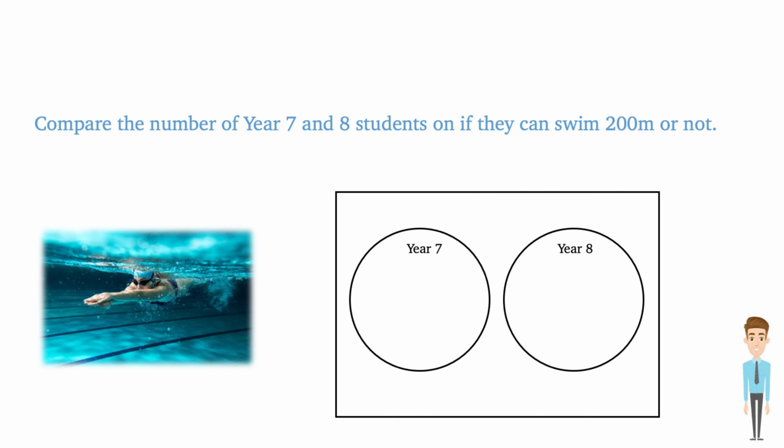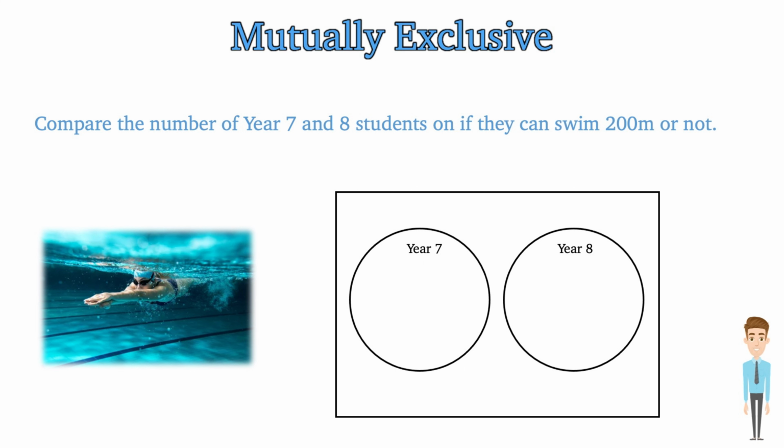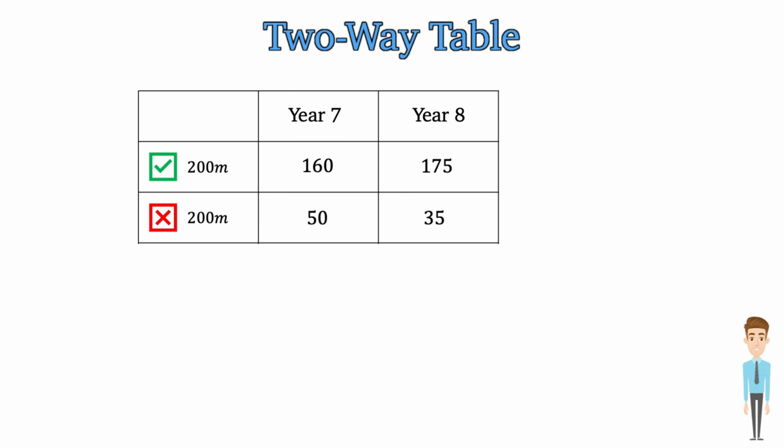Before we dive further into understanding two-way tables, we first need a common name for categories that have no overlap. We call them mutually exclusive events, meaning it's impossible to be in both categories at the same time. Exactly like our example in part 1's video, you can't be in two year groups at the same time. Now let's answer a probability problem with a two-way table.